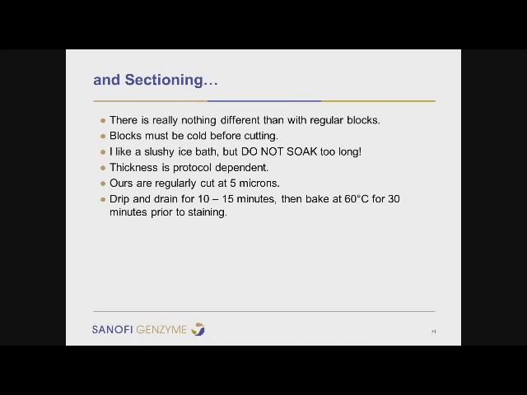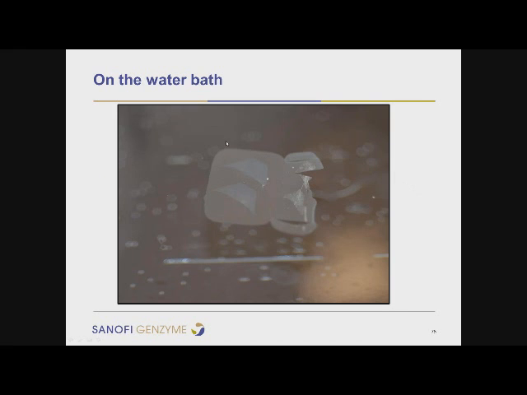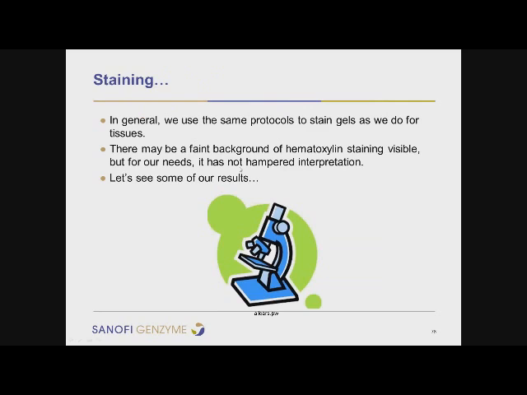And then after they're taken out of the water bath, I usually let them drip and drain for 10 to 15 minutes and then bake at 60 degrees for about a half hour before staining. And here they are on the water bath. You can see they're still opaque here. I know it's kind of a crummy section there, but I just wanted to show you what they look like. This is what the agarose looks like.